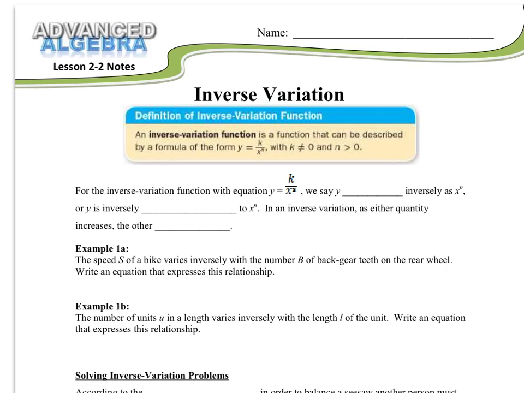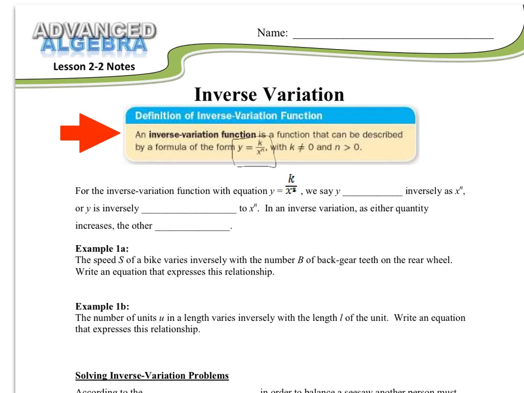In this box, definition of inverse variation function. It's a function that can be described by a formula of the form y equals k over x to the nth. K cannot equal 0 and n has to be greater than 0.